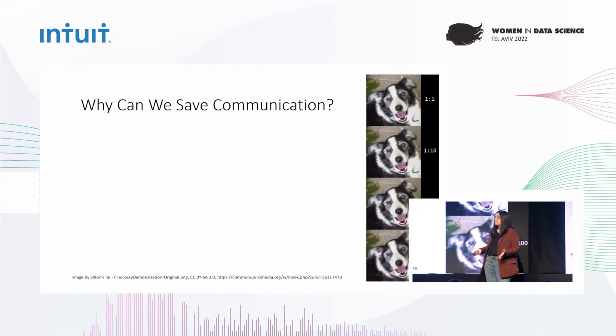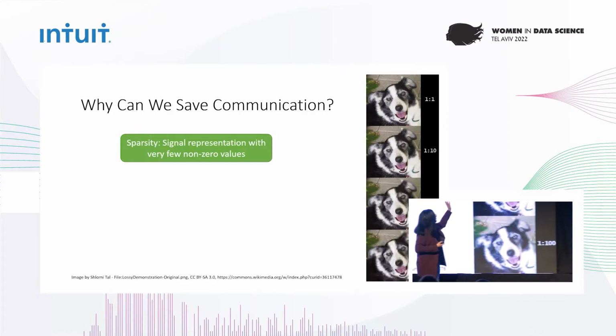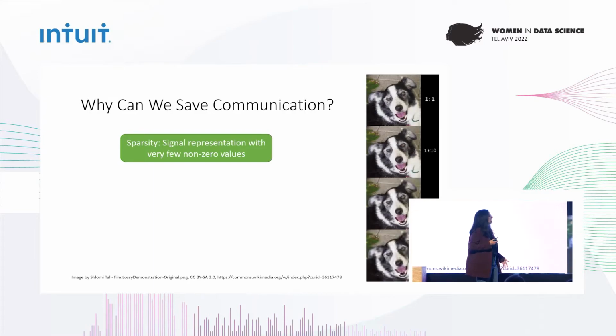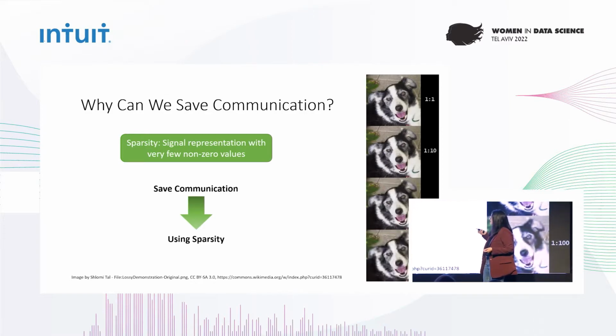Okay, so why can we save communication? We're going to use sparsity, which is basically a signal representation which has very few non-zero values. As many of you know, schemes like JPEG use sparsity. For example, this picture of the dog up there is not compressed, and this picture down here is compressed using only 1% of the values in the image. So we can really save a lot by compression because of the sparse nature of natural images. This is also true for audio and video signals, for example. So the main idea is we can save communication using sparsity.